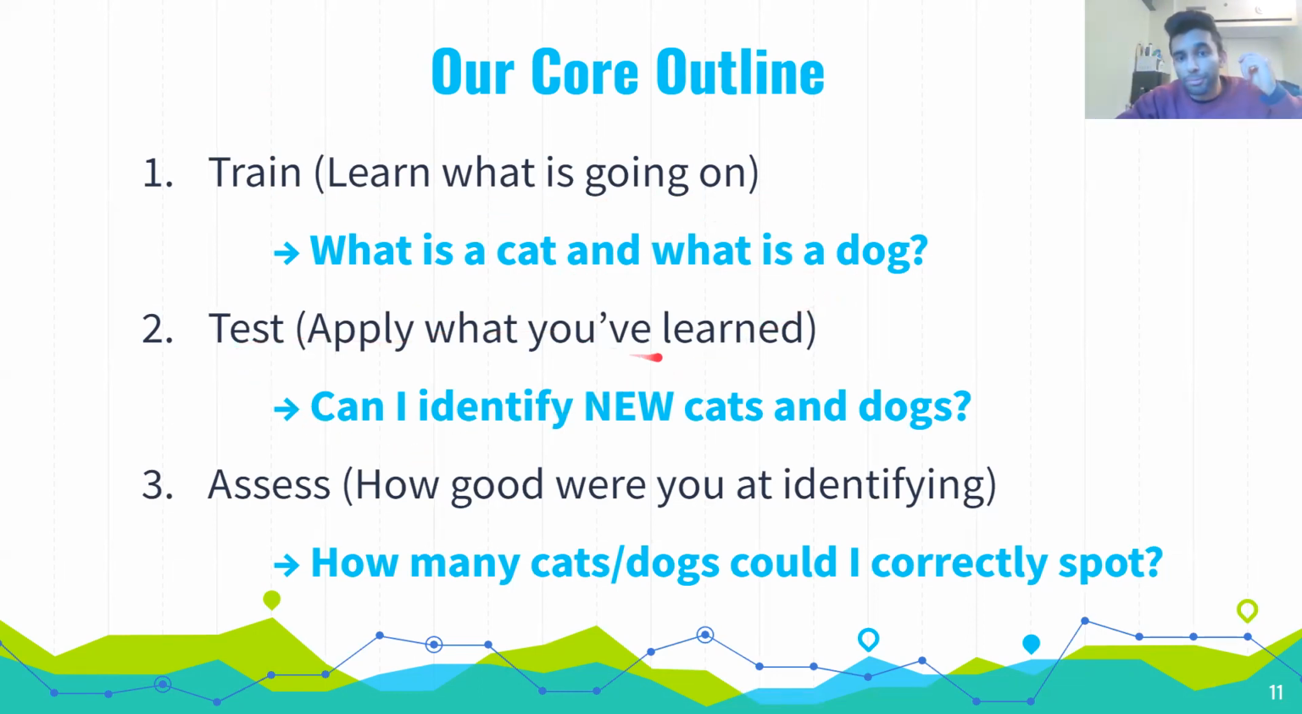Then we test and we apply what we've learned and ask, can we identify new cats and dogs that we've never, ever seen before in the park or something? And then the last step is assess and see what is your accuracy? Can you identify 50% of cats, 100% of cats, 90% of dogs? And you also have the AUC ROC curve to see how accurate you are in identifying true positives over false positives. So this is our core outline of training, testing, and assessing.